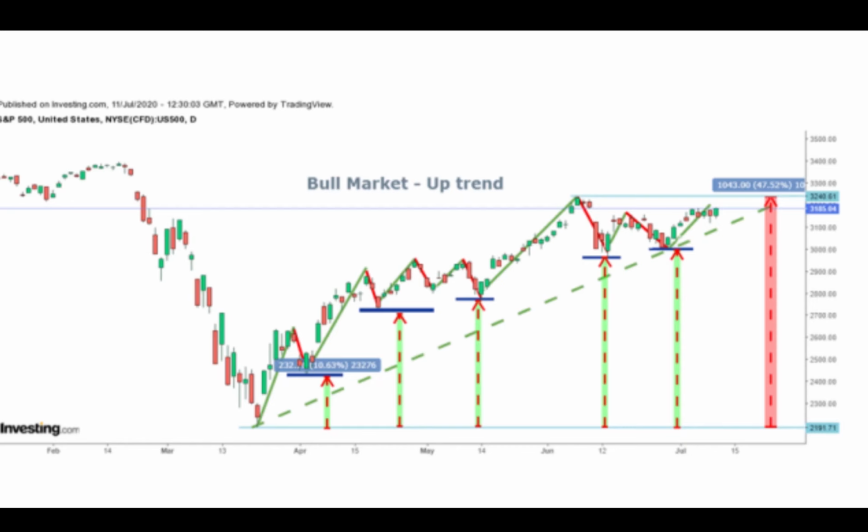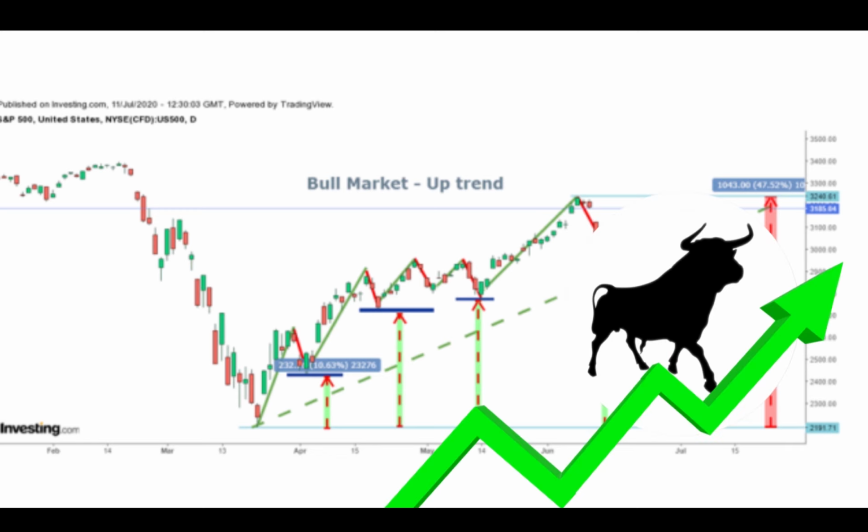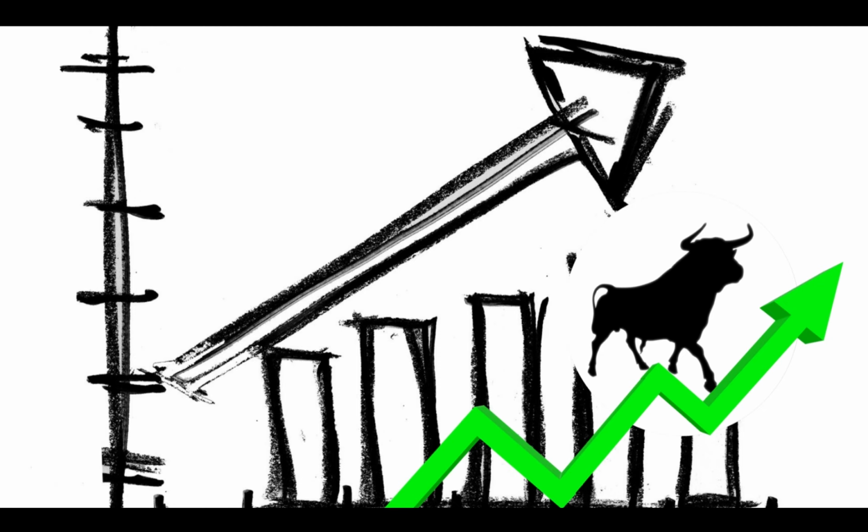What is an uptrend? An uptrend describes the price movement of a financial asset when the overall direction is upward. In an uptrend, each successive peak and trough is higher than the ones found earlier in the trend. An uptrend is made up of ascending peaks and troughs, higher highs and higher lows.